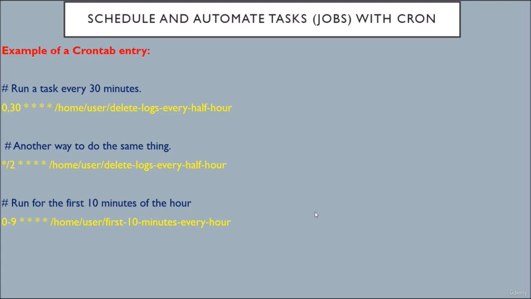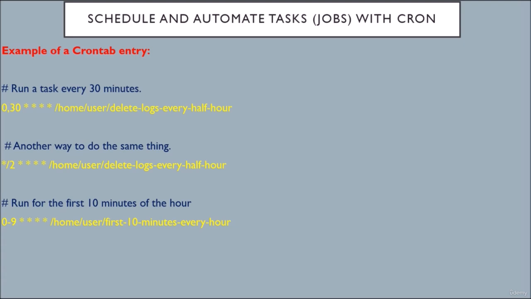These are some of the examples of a Crontab entry. For example, if you wanted to run a job every 30 minutes, you would type it in this format, 0,30. So this type of job will run every 30 minutes. And then you can give it the path of the command or the script that you're running.